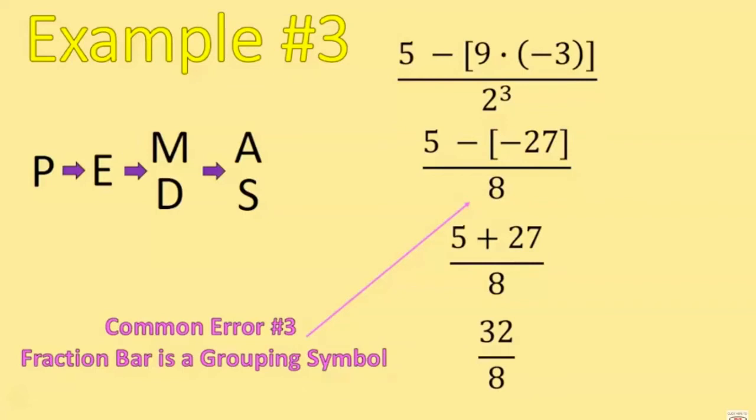Notice, again, I've been following those steps, simplifying everything in the top of the fraction and simplifying everything in the bottom of the fraction, basically as soon as I can. Now that I have it simplified as far as it will go, I'm going to divide. 32 divided by 8 gives me 4. Is that what you got?